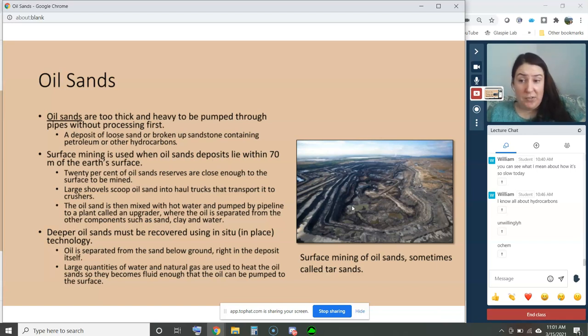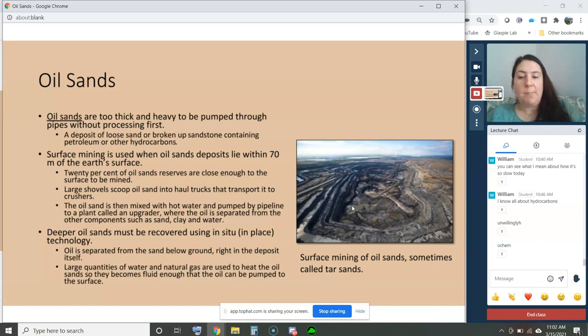And that's just at the surface. If oil sands exist in deeper layers, deeper than around 70 meters, then they have to be recovered in situ, which means in place. And so there needs to be special technology to be able to process that oil to a point that it can be pumped out of those locations.